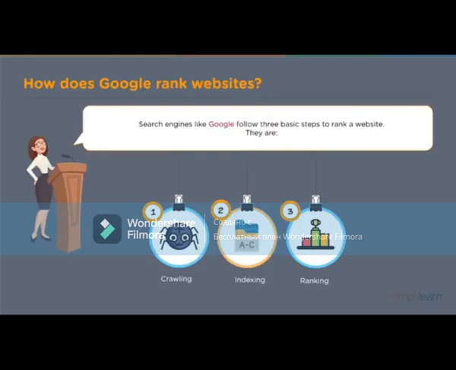And then Google's job, when somebody does type in a search query, is to rank those pages that they've indexed from number 1 to infinity, depending on how many pages are relevant to that search query. So really it's about crawling, indexing, and ranking.